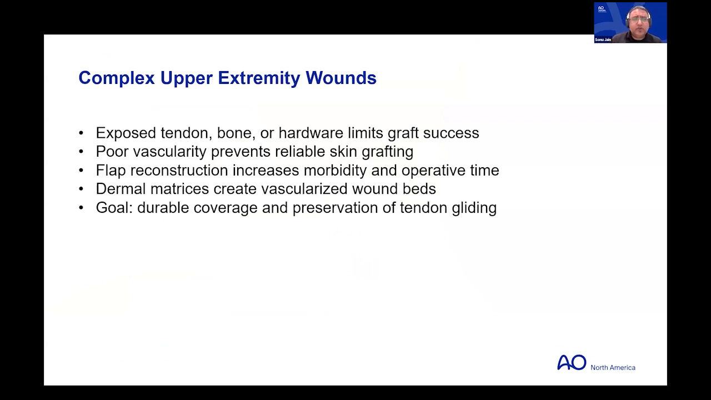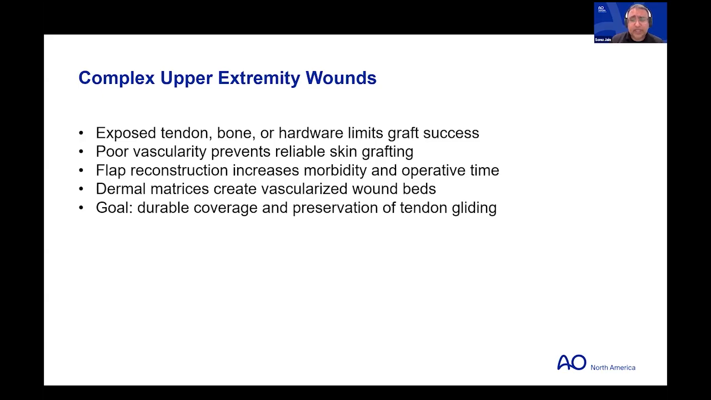In complex upper extremity wounds, you have exposed tendon, bone, or hardware, which limit graft success. You have poor vascularity, which prevents reliable skin grafting. In these cases, sometimes flap reconstruction increases morbidity and operative time, depending on the scenario.